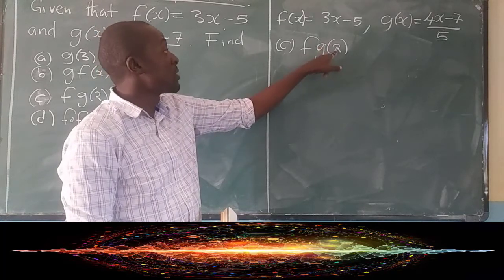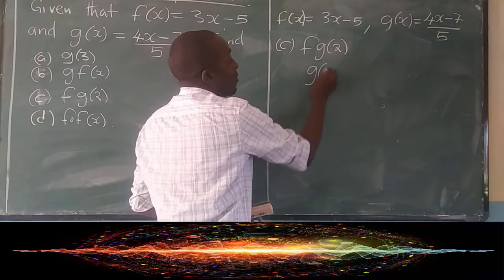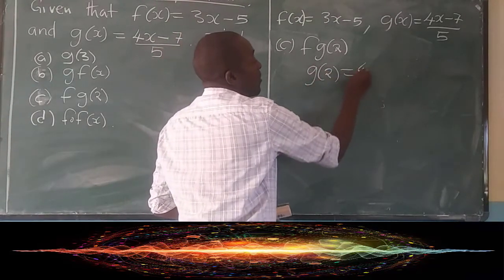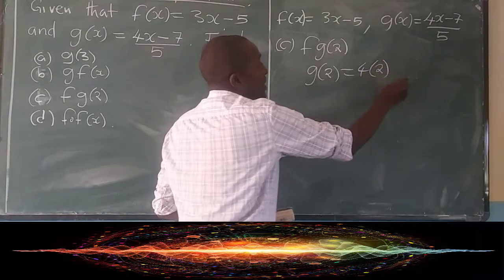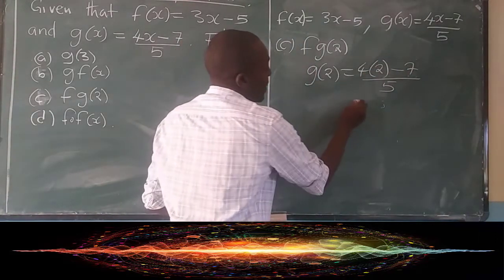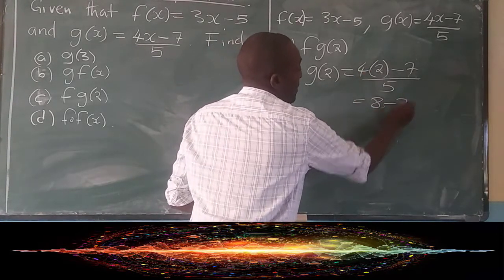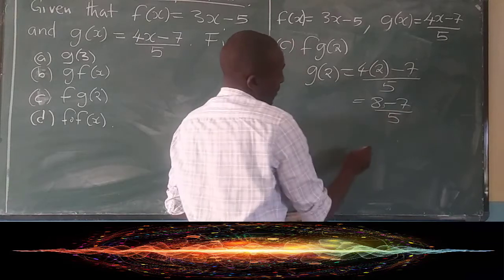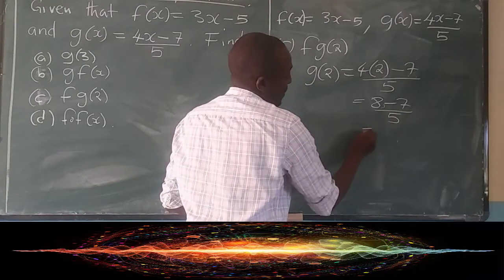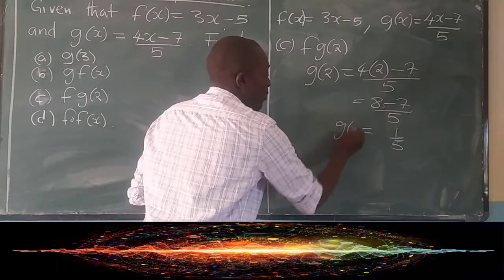Okay, you substitute these 2 into G. So G is this one here. So you are going to have G of 2 is equal to 4, where there is x, you put what? Minus 7 over 5. And then you are going to have root of by 2, which is 8 minus 7 over 5. Okay, which will give us what? 1 over 5. Okay, this is G of 2.